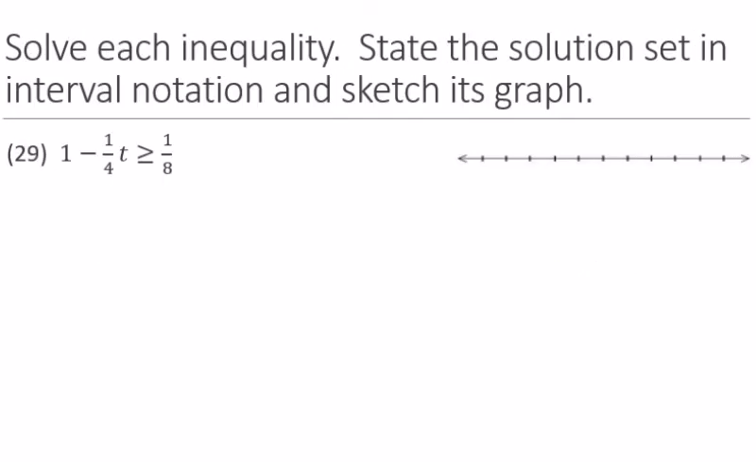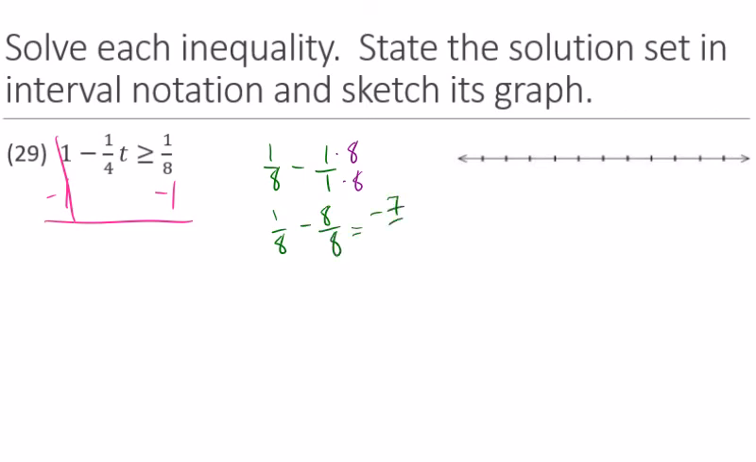All right, 29. So I'm going to get t by itself. So I'm going to subtract 1 from both sides. All right, so I have 1/8 minus 1, so I'm just going to do this off to the side over here. 1/8 minus 1, I'm just going to make it 1 over 1. Then I want to multiply by 8 on top and bottom to get a common denominator. So I get 1 over 8 minus 8 over 8, and that equals negative 7 over 8.